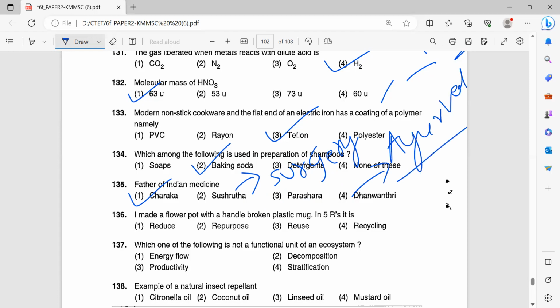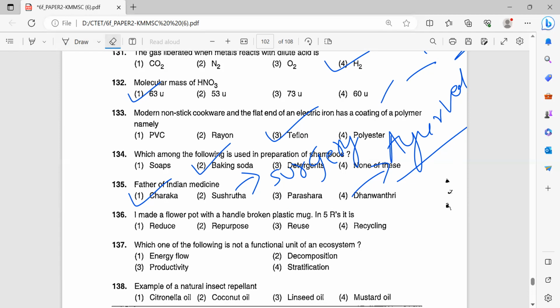Ayurveda. Parashara, I don't have any information regarding this, but I think Parashara is the father of Muni Vyasa. He also wrote some Vishnu Purana and all. So Charaka is the right answer here.